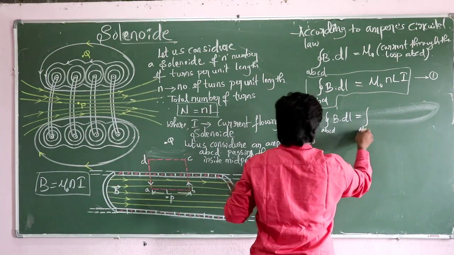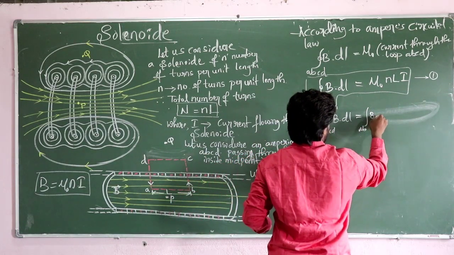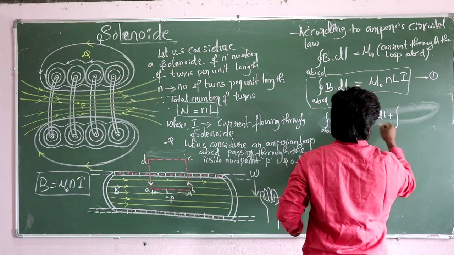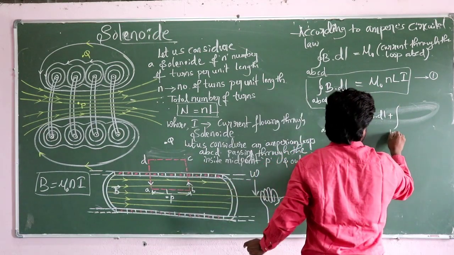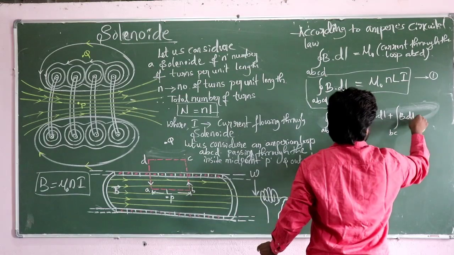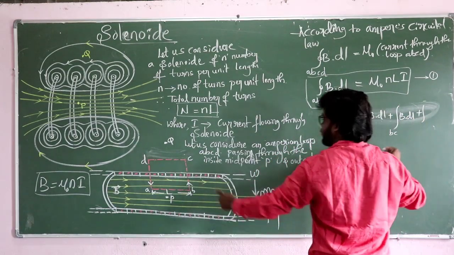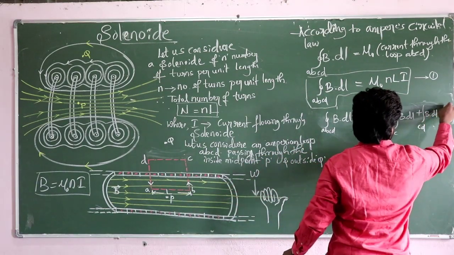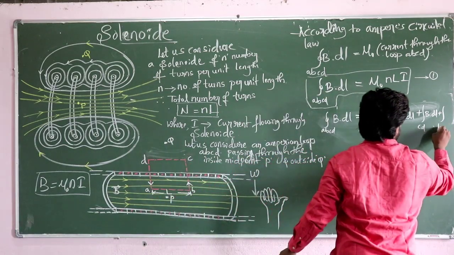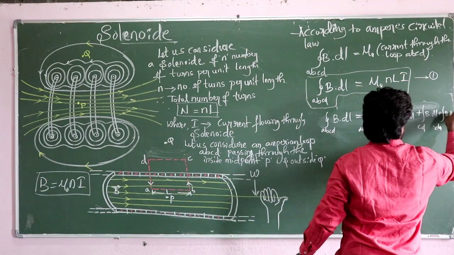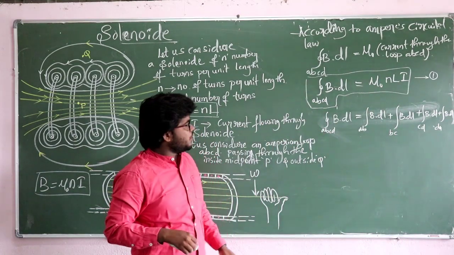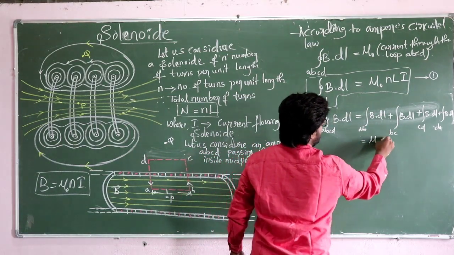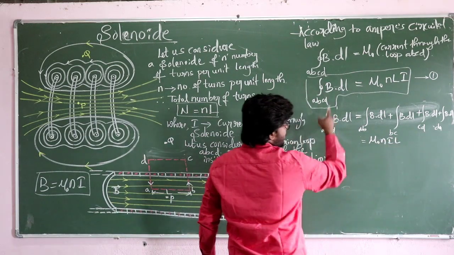Integration of BDL, plus integration of BC into BDL, plus integration of CD into BDL, plus integration of DA into BDL. So total is equal to mu naught N I L. Okay, this one.